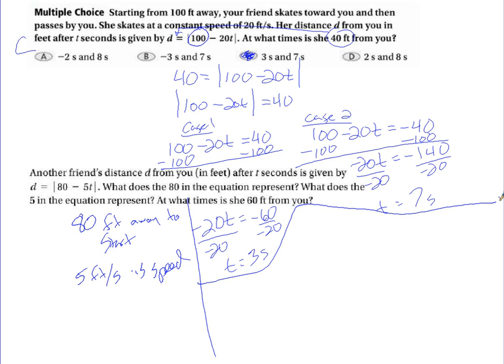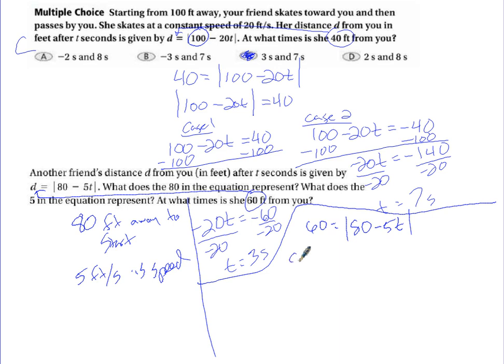So now we need to know at what times is she 60 feet away from you. Well, we're 80 feet away to start, and we're moving at 5 feet per second. They give us the equation, d equals absolute value 80 minus 5t, and we want to know when is she 60 feet away. So what are we going to do? Take the 60, plug it in right there for the d, and we get 60 equals absolute value 80 minus 5t. Now what? We have absolute value by itself already right here. Can I subtract 80 from both sides right now? No, I can't. I have to do case 1 and case 2 first.